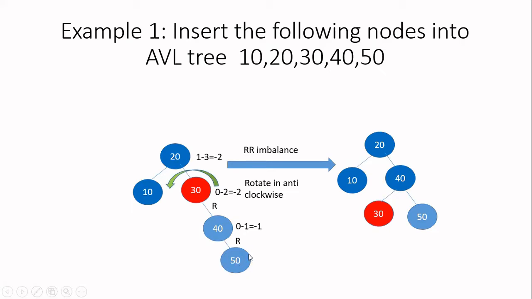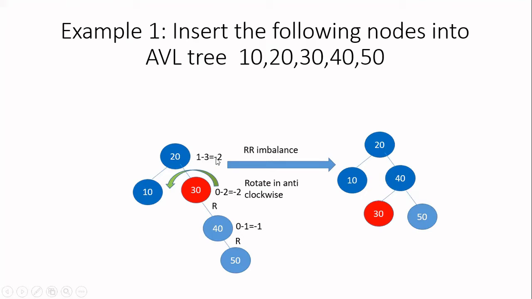Then calculate the balance factor of all the nodes once the insertion is over. For 40, the balance factor is 0 minus 1. Now for 30, balance factor is, in the left subtree 0 and in the right subtree I have 2 as the length of the longest path. So 0 minus 2 is -2. Then for 20, in the left subtree there is one link. So 1. In the right subtree there are 3. So 1 minus 3 is -2.